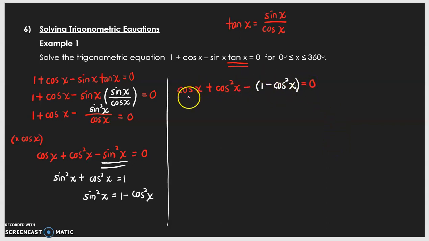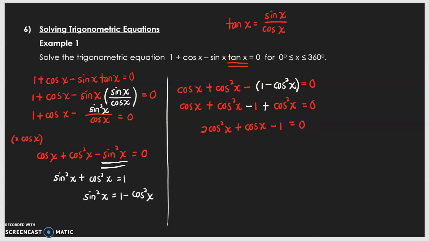So when I open up this bracket, it will become cos x plus cos squared x minus 1 plus cos squared x is equals to 0. So be careful with the sign here. So negative, positive, negative, negative, negative, here is positive. So cos squared x plus cos squared x is 2 cos squared x, so plus cos x minus 1 is equals to 0.